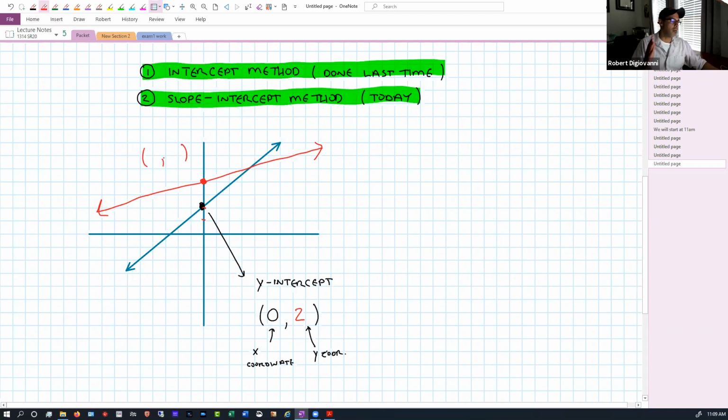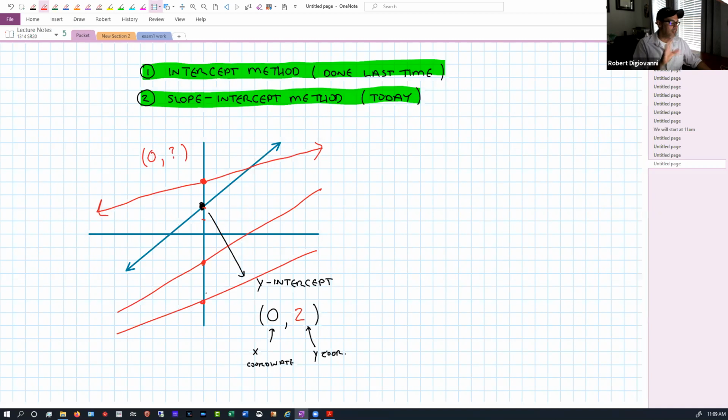For sure, the x coordinate has to be 0 again, right? Now the y coordinate is going to be something, whatever it is. But no matter how I draw a line, no matter how I choose to do it, if we're going to talk about the y-intercept, then the x coordinate has to be 0.